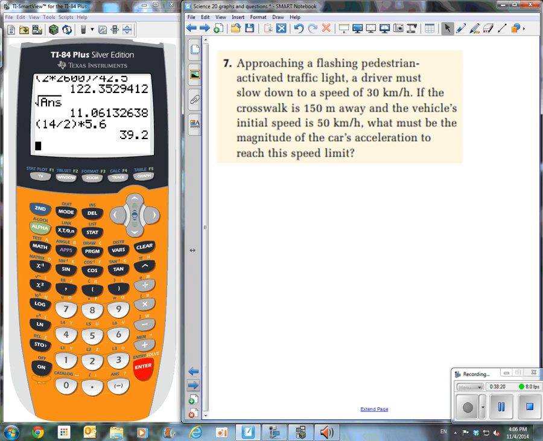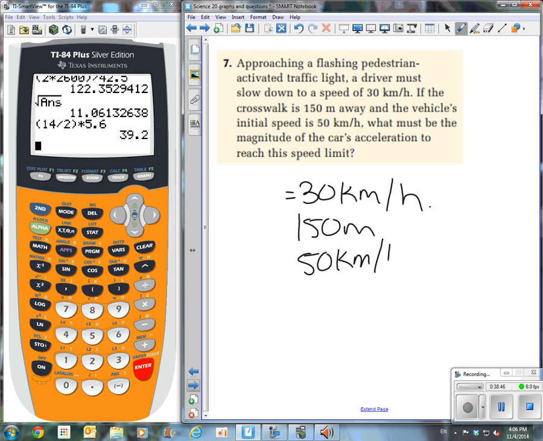Approaching a flashing pedestrian activated traffic light, a driver must slow down to a speed of 30 kilometers per hour. If the crosswalk is 150 meters away and the vehicle's initial speed is 50 kilometers per hour, what must be the magnitude of the car's acceleration in order to reach this speed limit? So I've got quite a few values here. 30 kilometers per hour, 150 meters, 50 kilometers per hour. So initial speed, VI, is 50. Final speed, they need to slow down to 30 kilometers per hour. And it's 150 meters away, so that's D. The question is asking me for my acceleration.